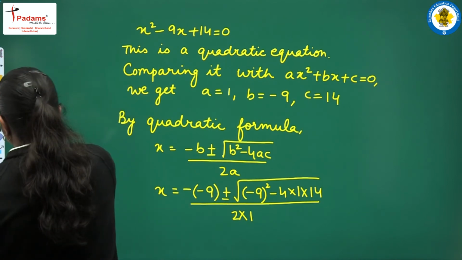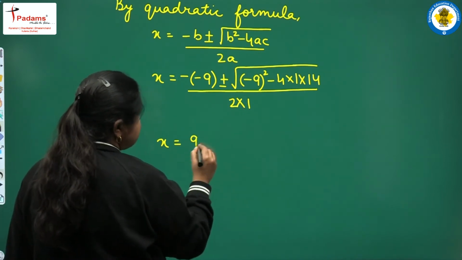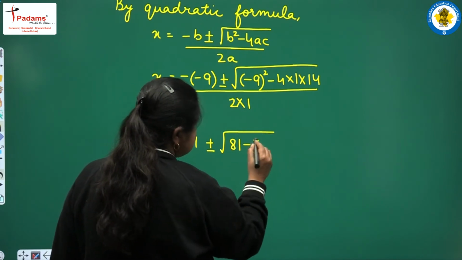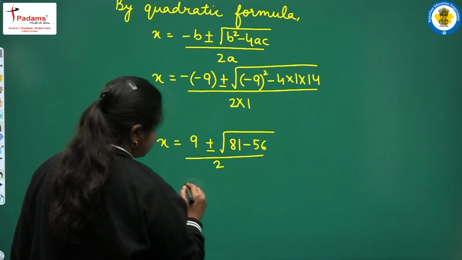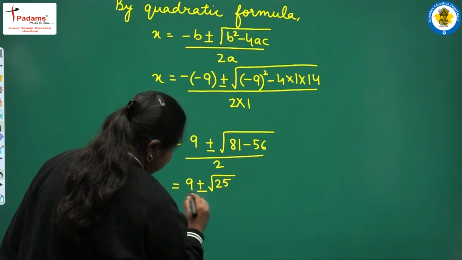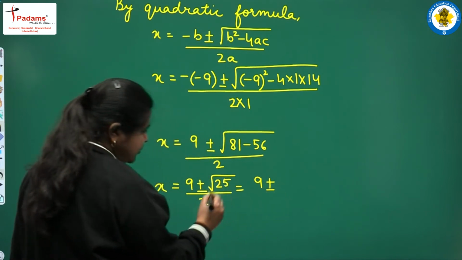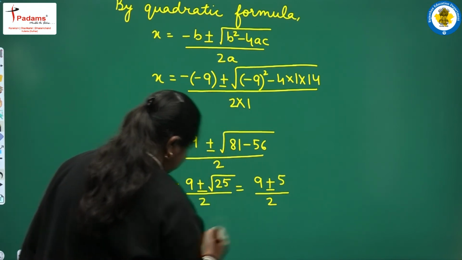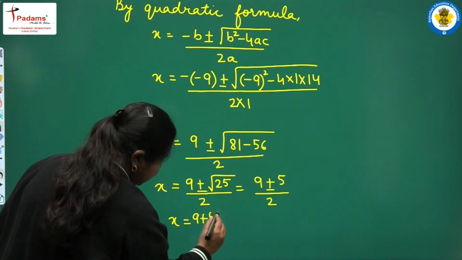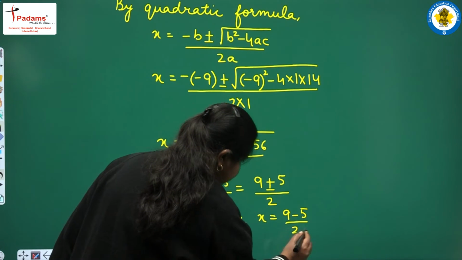Next, simplify and get the values of x. x is equal to minus minus 9, which is plus 9, plus minus under root minus 9 square is 81 and minus 4 into 14 is 56, upon 2 ones are 2. This is equal to 9 plus minus under root. If you subtract, you will get 25 and here we have 2. This is equal to 9 plus minus square root of 25 is 5 upon 2. Here we get two values for x. x can be either equal to 9 plus 5 upon 2 or x is equal to 9 minus 5 upon 2.